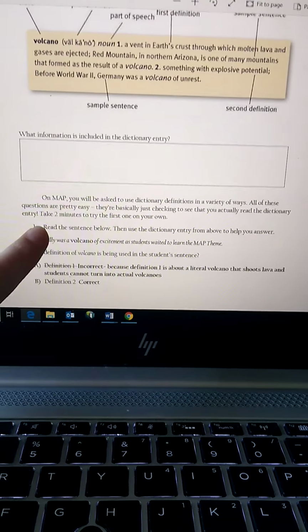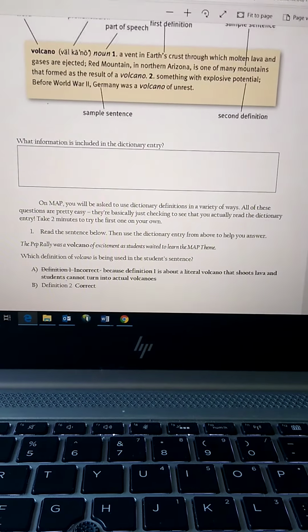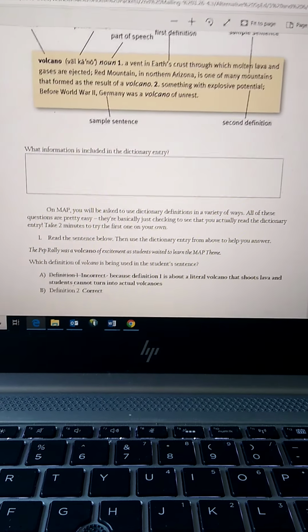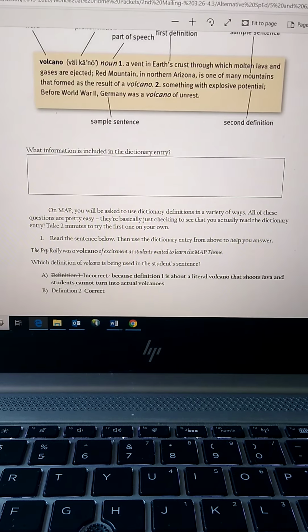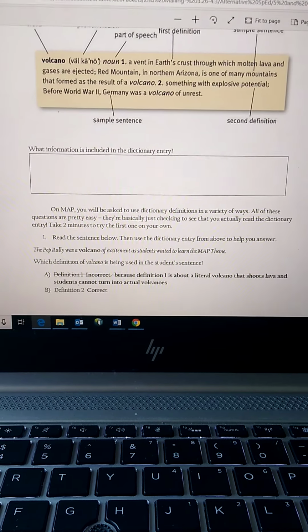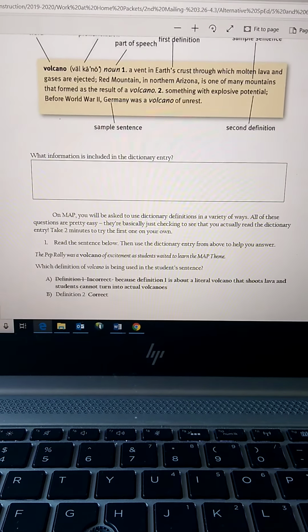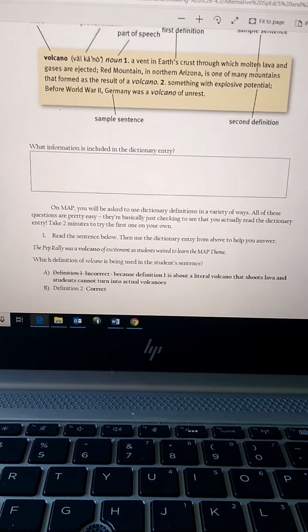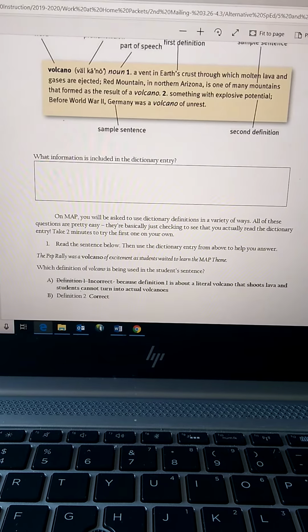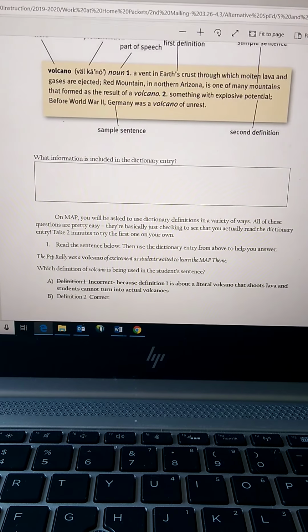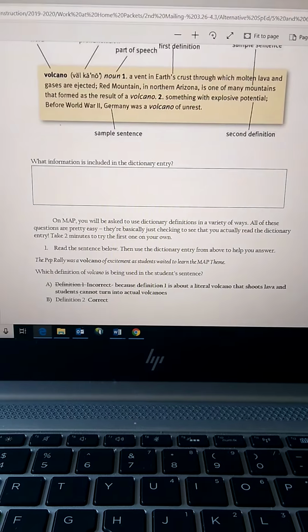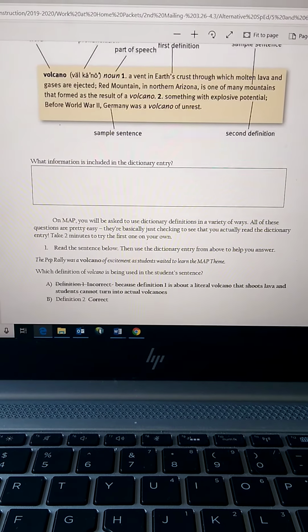So we're on number 1. Read the sentence below. Then use the dictionary entry from above to help you answer. The pep rally was a volcano of excitement as students waited to learn the MAP theme. Which definition of a volcano is being used in the student sentence? So if we look back at definition 1, it's talking about the actual volcano you would think of that has lava. So that doesn't make sense.